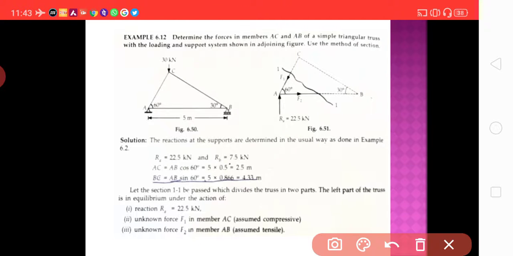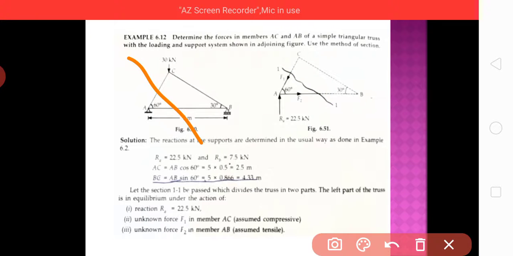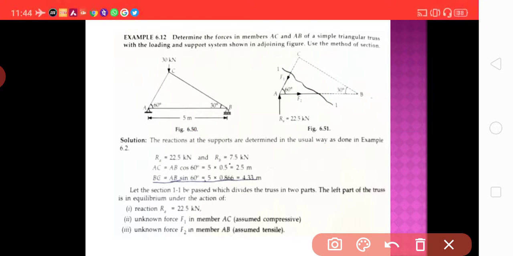This is like this, which is cut here, same way, and taking moment about B, this point. The moment center is so chosen that at least one or otherwise two unknown members pass through this moment center.